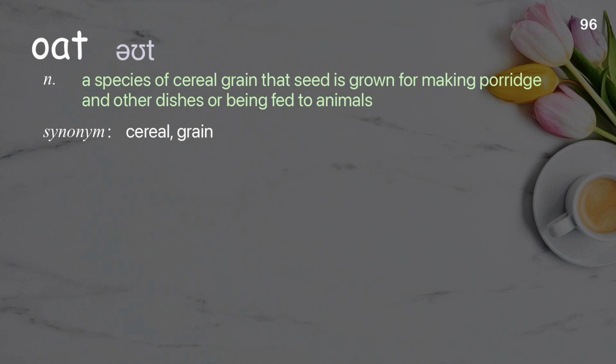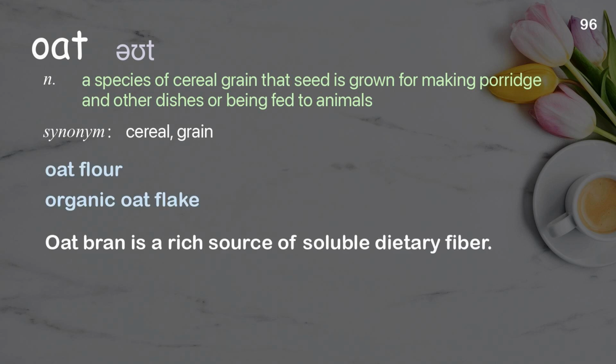Oat: a species of cereal grain that seed is grown for making porridge and other dishes, or being fed to animals. Examples: oat flour. Organic oat flake. Oat bran is a rich source of soluble dietary fiber.